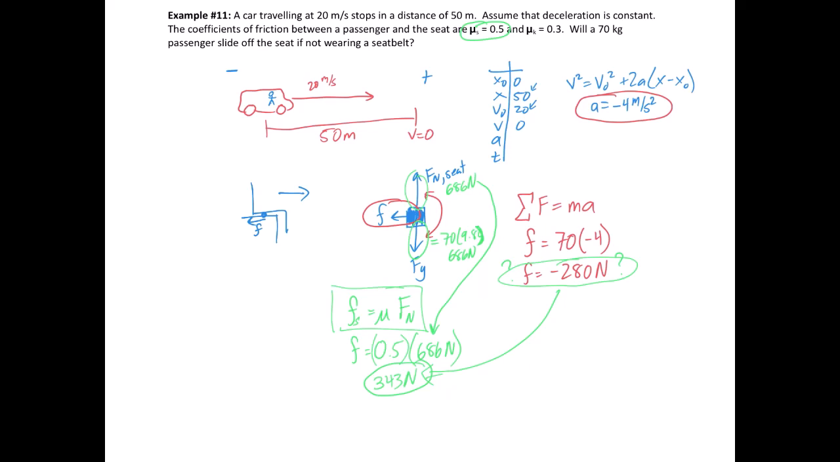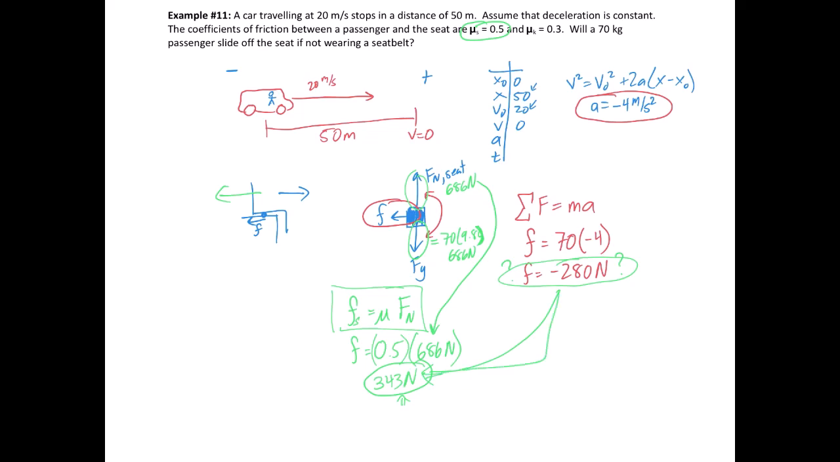I'm not going to go flying out of the car. The coefficient of friction between the seat and me is enough that the passenger is not going to go flying out of the car. Okay? Now, how much friction is the seat going to provide? Well, it's not going to provide 343, because if the friction was providing 343, that would be more than is necessary, and the person would actually accelerate backwards. That doesn't make sense.